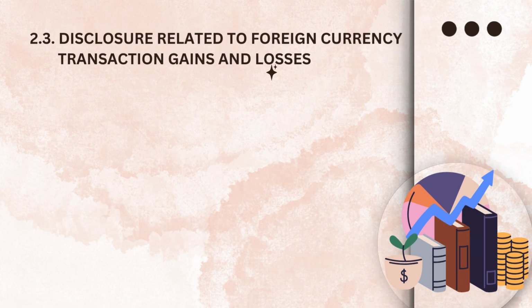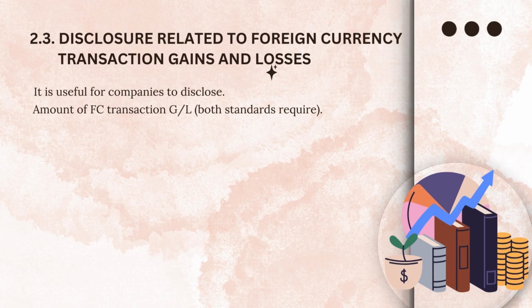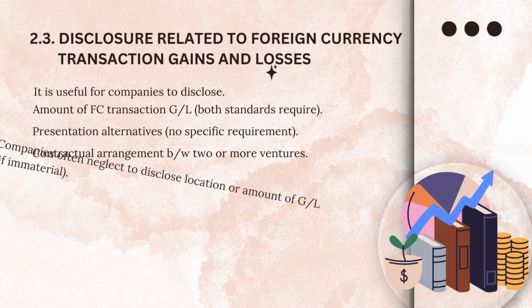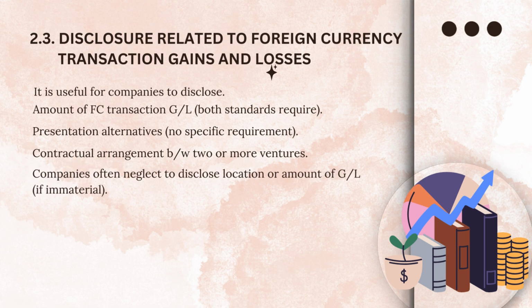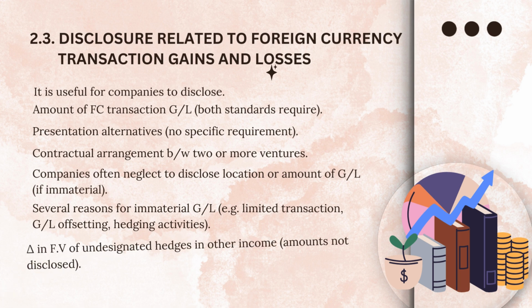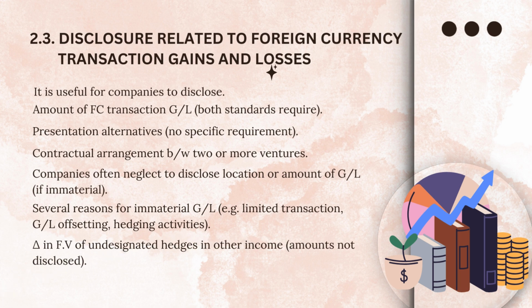2.3 Disclosure related to foreign currency transaction gains and losses. It is useful for companies to disclose the amount of FC transaction G/L, and both standards require it. Presentation alternatives, no specific requirement. Contractual arrangement between 2 or more ventures. Companies often neglect to disclose location or amount of G/L if immaterial. Several reasons for immaterial G/L, e.g. limited transactions, G/L offsetting, hedging activities. Delta in F.V of undesignated hedges and other income, amounts not disclosed.